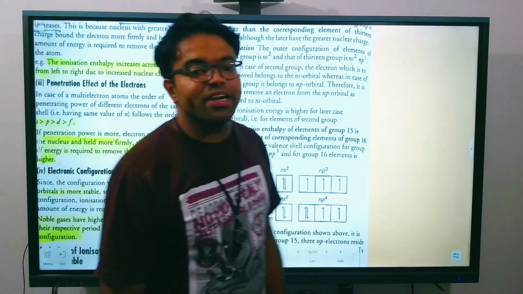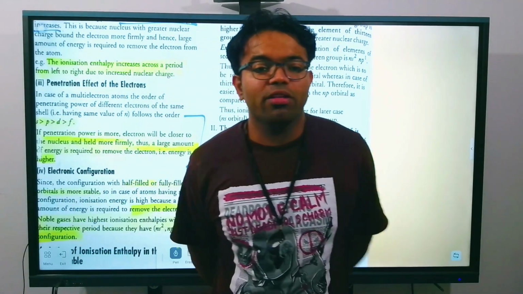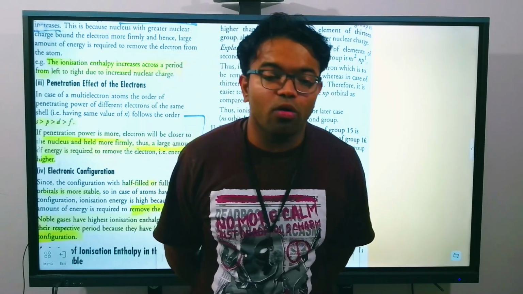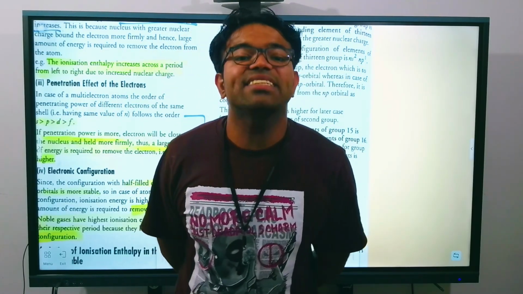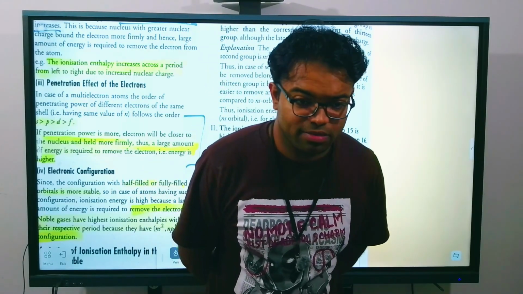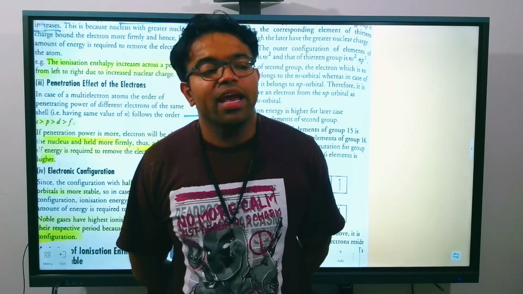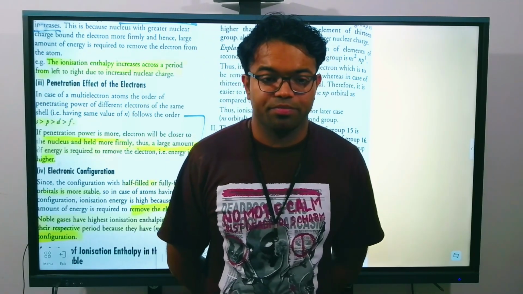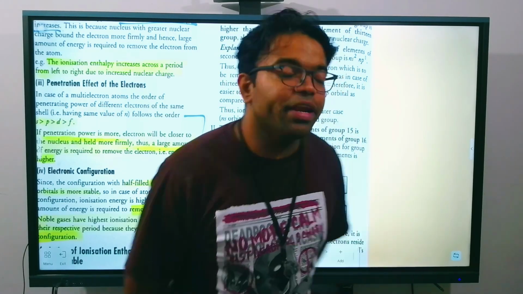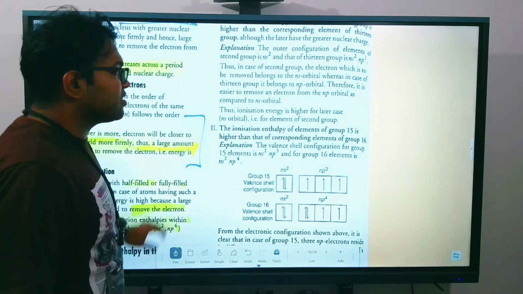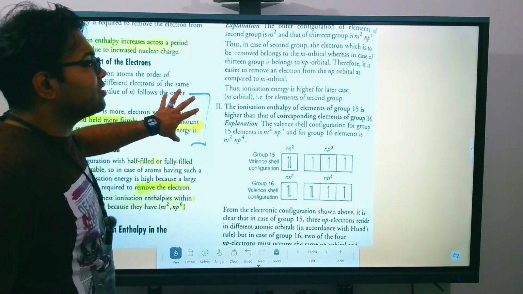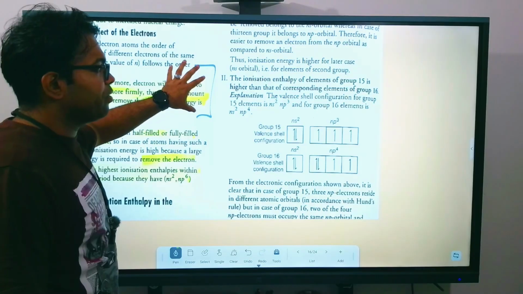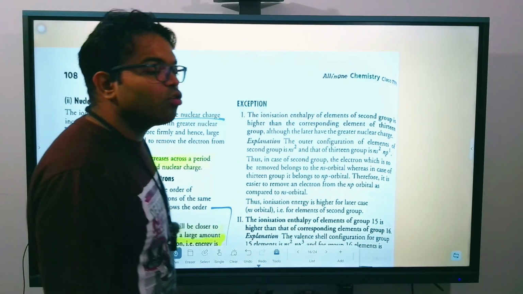Another reason is the penetrating power, because an electron in the ns orbital is closer to the nucleus because of its s character. Since it is closer to the nucleus, it becomes much more difficult to remove the electron from the s orbital. Understood? Higher penetrating power could also be the reason. Thus, ionization energy is higher for the ns orbital, that is, for the elements of the second group. Understood this logic?